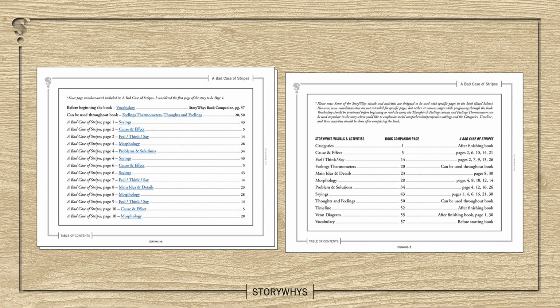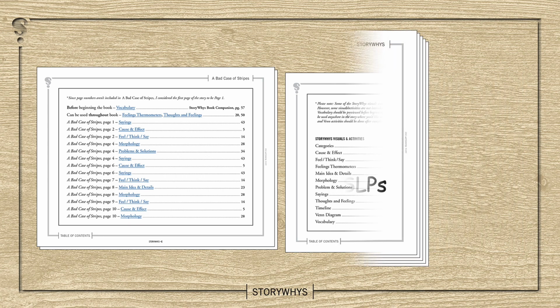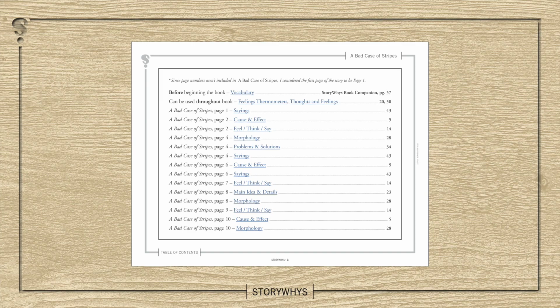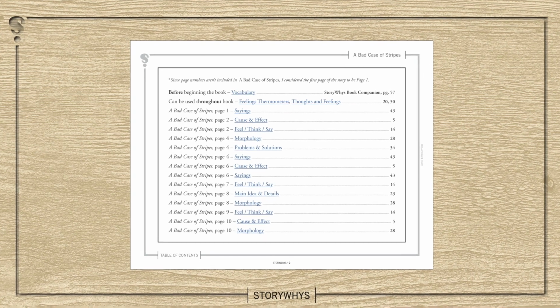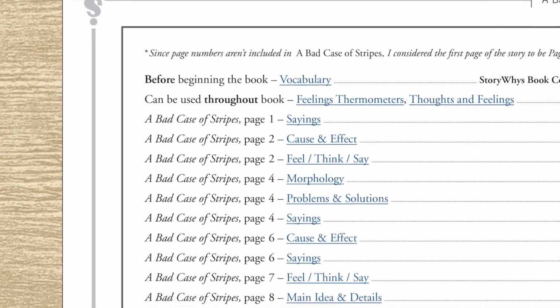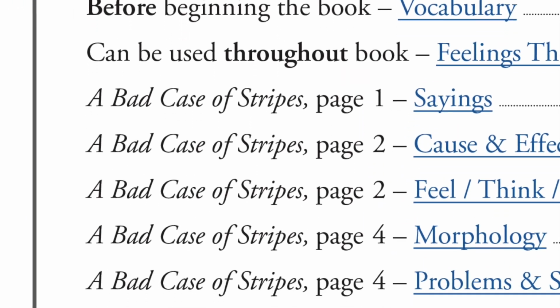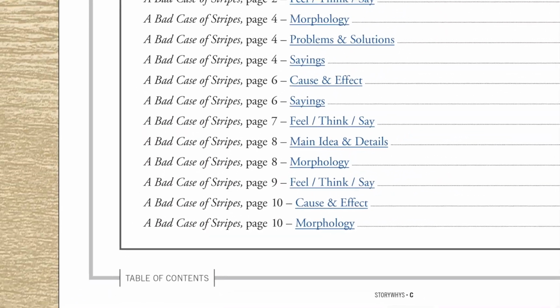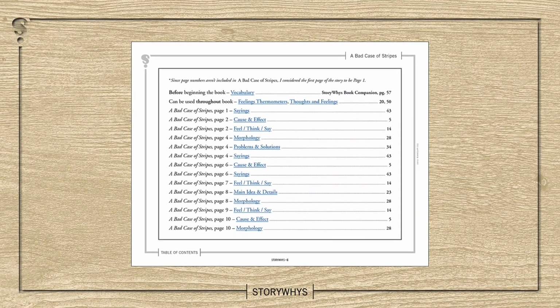We'll be using the table of contents for the comprehensive book companion for A Bad Case of Stripes by David Shannon, but the format will be the same for any of the StoryWhys comprehensive book companions. Open the first table of contents, which is organized by the sequence of the book. This is the table of contents you should use when you'd like to target several or all of the language skills in the book companion based on the needs of your students.